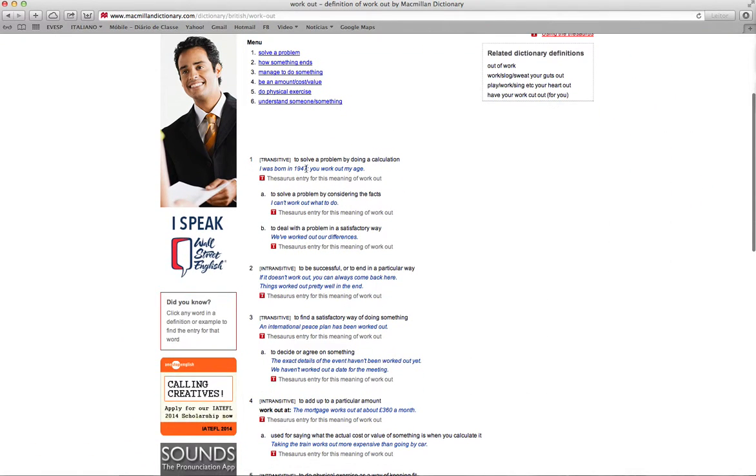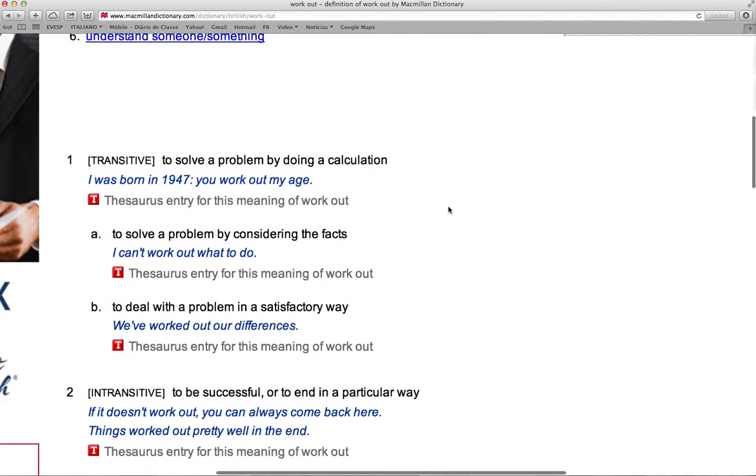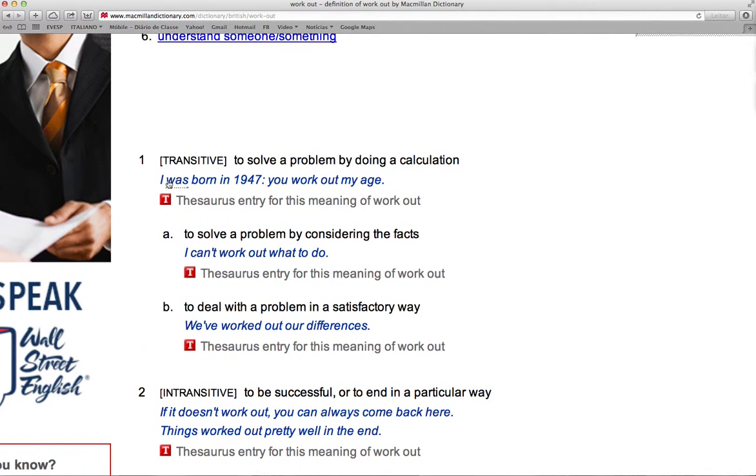Let's have a look. So number 1, what information have we got here? It shows that it's a transitive verb, and you've got the definition itself saying to solve a problem by doing a calculation, and then an example of its use in blue. I was born in 1947, you work out my age. So you do the calculation, that's what it means.